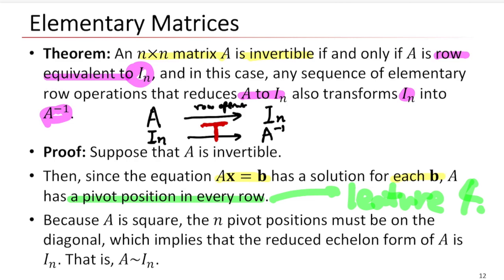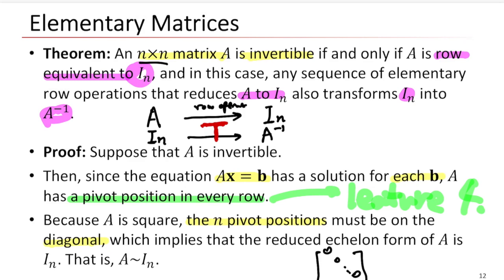Then because the matrix A is a square, n by n, right? It means that there are n pivot positions, right, on the diagonal, something like this on the diagonal, right?